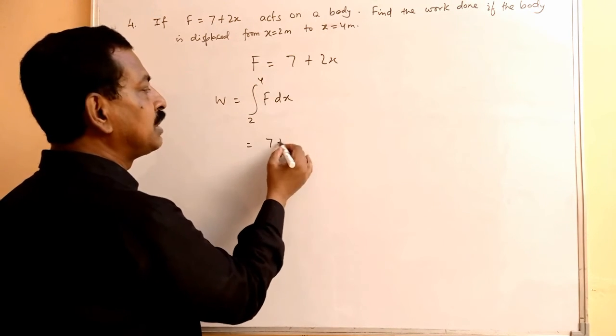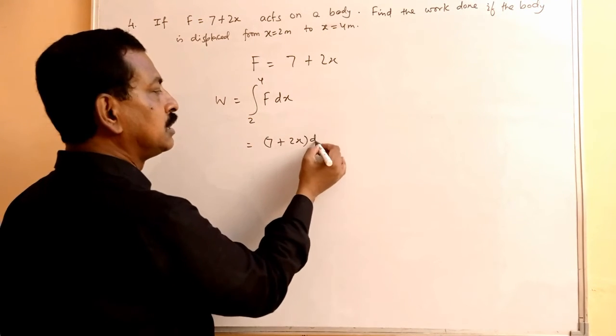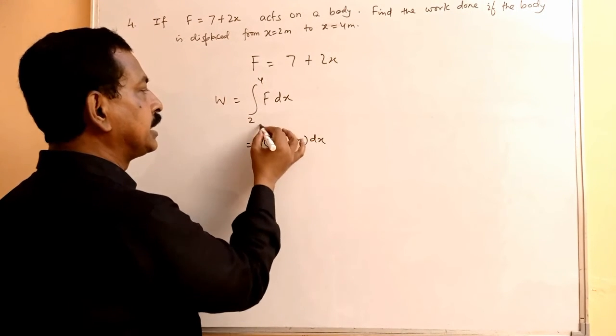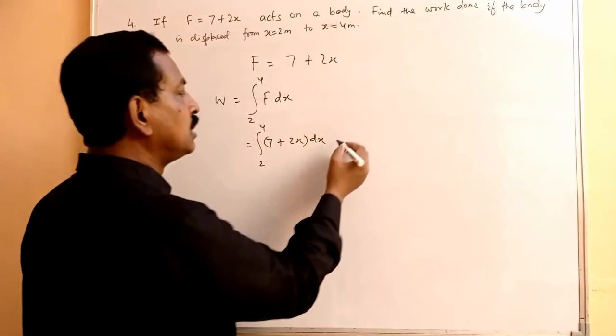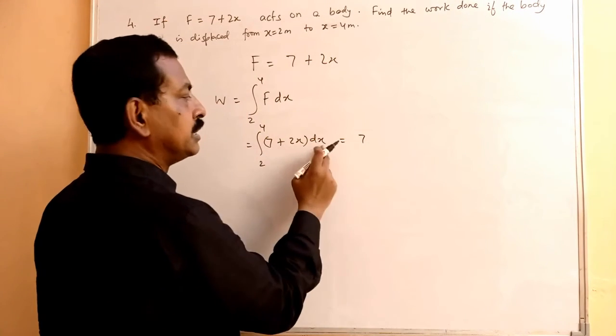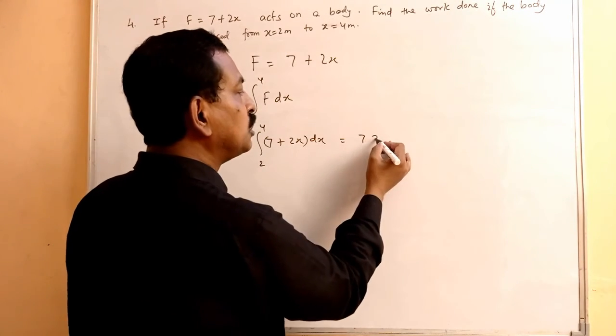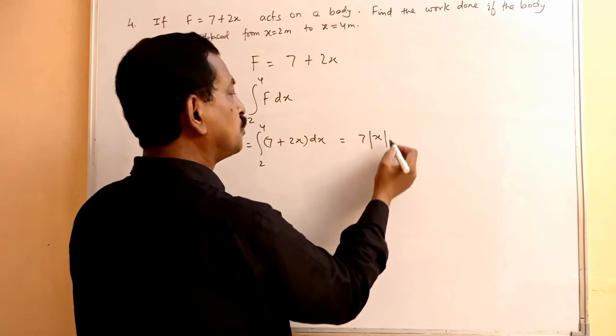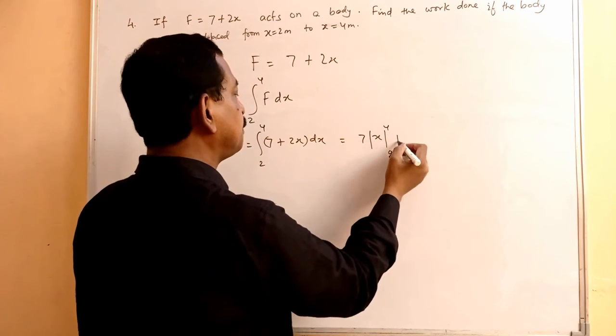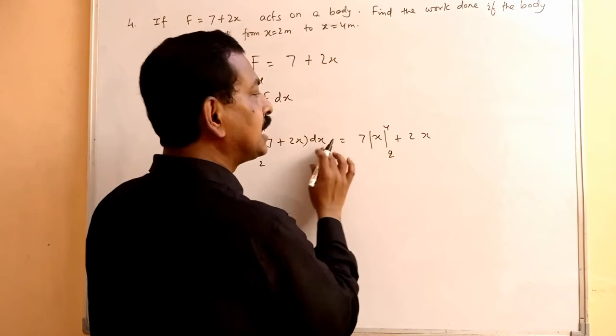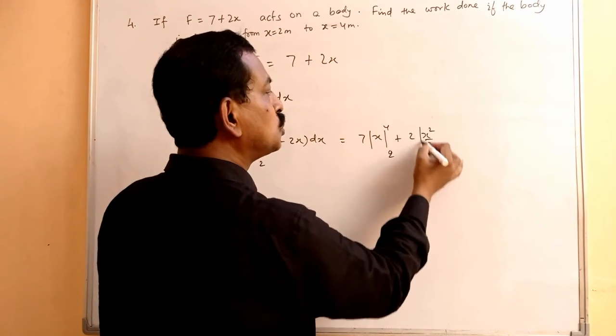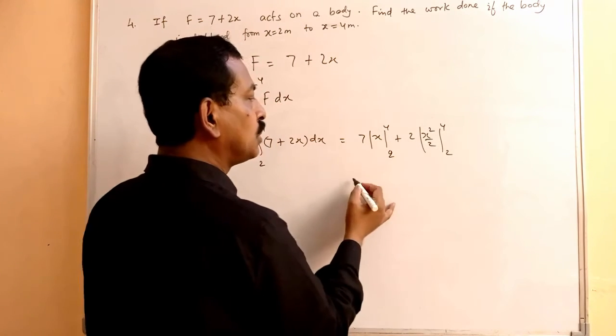Now f is 7 plus 2x dx, and we are integrating from 2 to 4. So this will be 7 dx. The dx integral will be x, and the limit is from 2 to 4. This is 2. The x dx integral is x square by 2. Again it is 2 to 4.